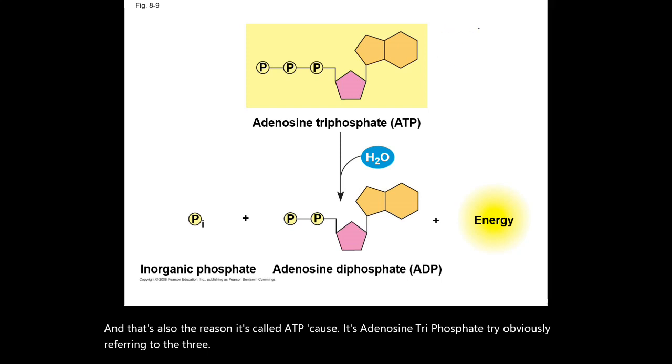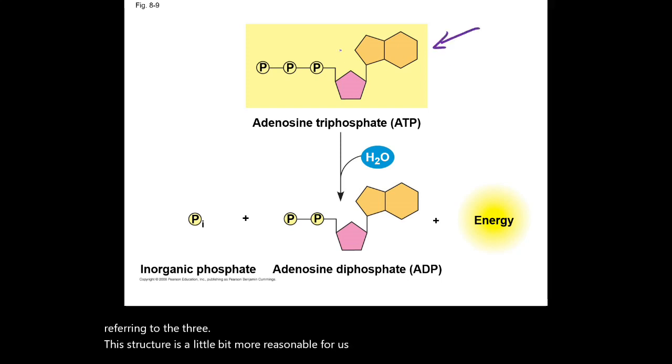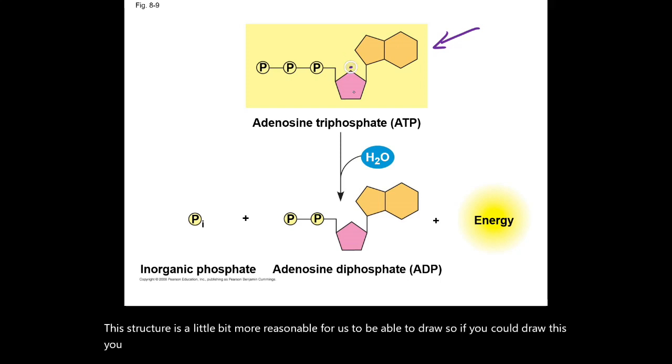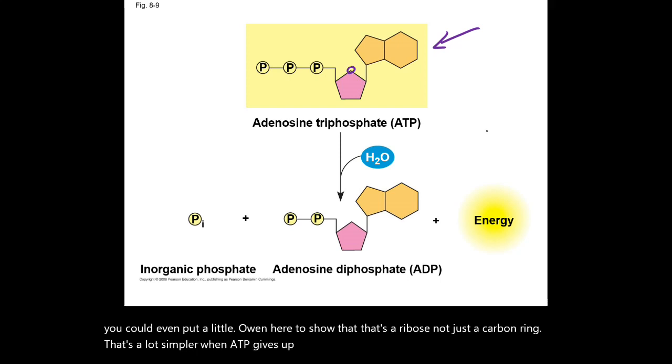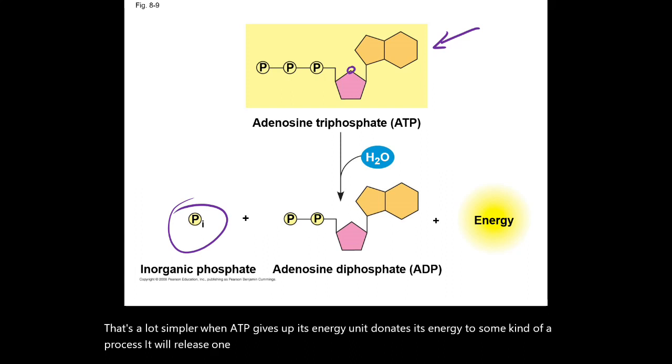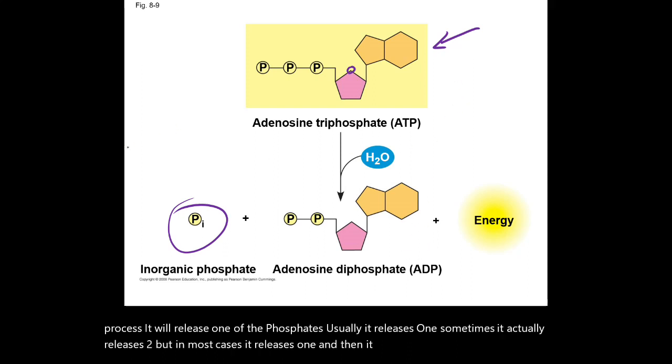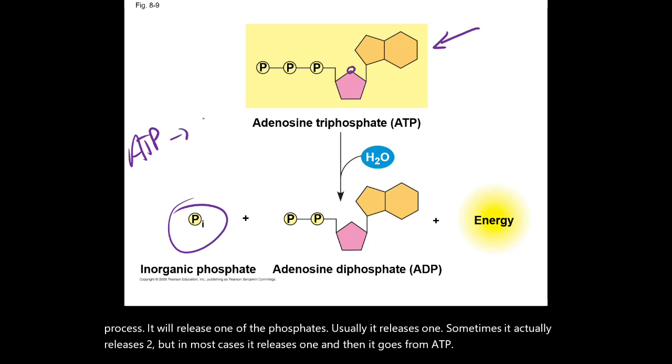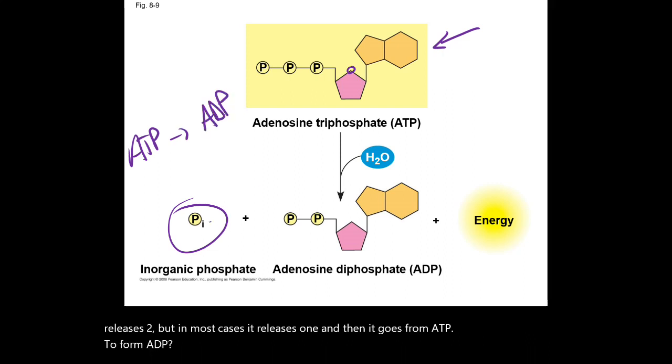This structure is a little bit more reasonable for us to be able to draw. So if you could draw this, you could even put a little O in here to show that that's a ribose, not just a carbon ring. That's a lot simpler. When ATP gives up its energy and it donates its energy to some kind of a process, it will release one of the phosphates. Usually it releases 1. Sometimes it actually releases 2, but in most cases it releases 1. And then it goes from ATP to form ADP plus Pi.